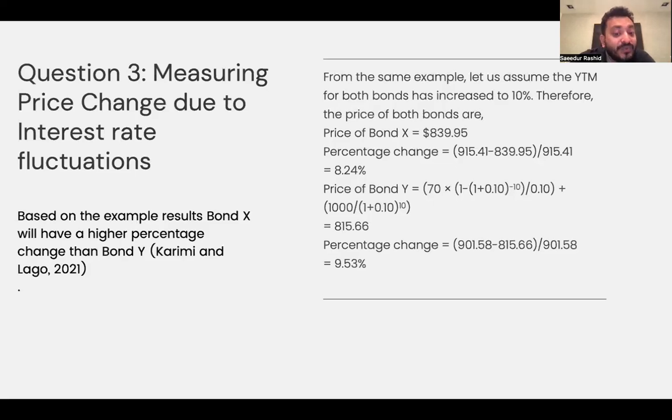Now coming to question 3, measuring price change due to interest rate fluctuation. This question is about measuring the change in price due to interest rate fluctuation. Calculating the price change due to YTM increasing to 10% for both bonds, bond X experiences a lower percentage change in its price than bond Y. Therefore, based on the example result, bond Y will have a higher percentage change than bond X.